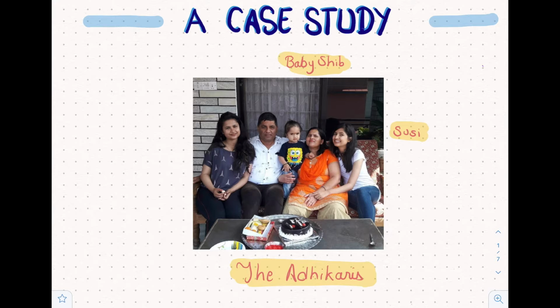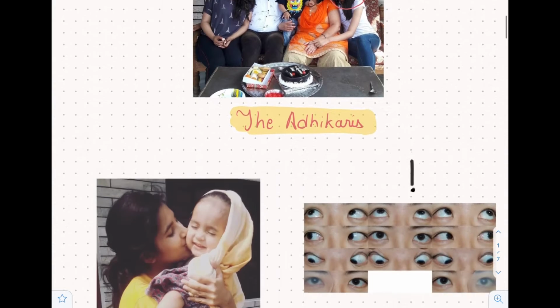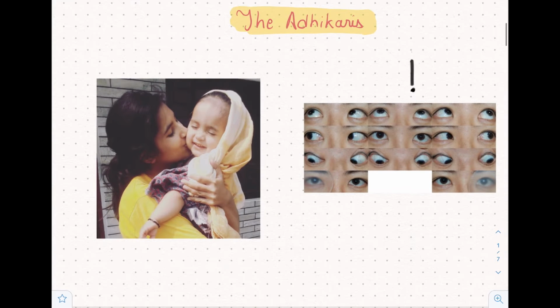These are the Adhikaris. They are a fun little family where the youngest member is baby Shiv and this is his older sister Susie. As baby Shiv and Susie have been spending a lot of time together, Susie starts to notice that baby Shiv does something weird with his eyes where he keeps on moving them around.